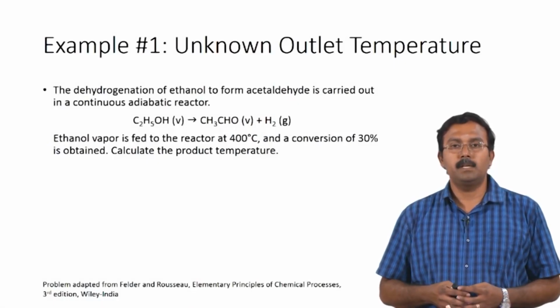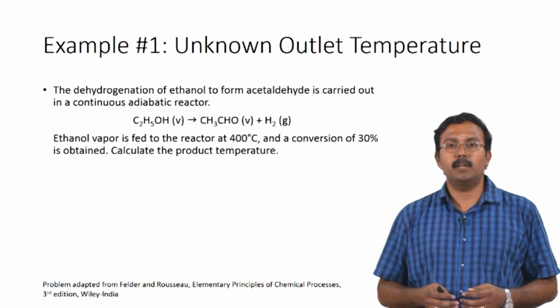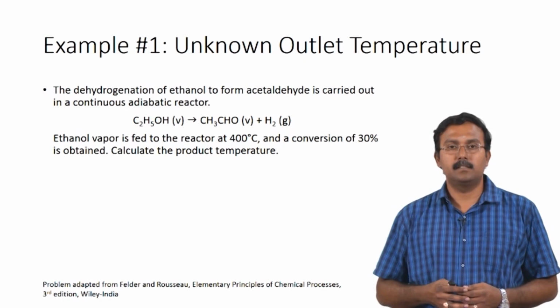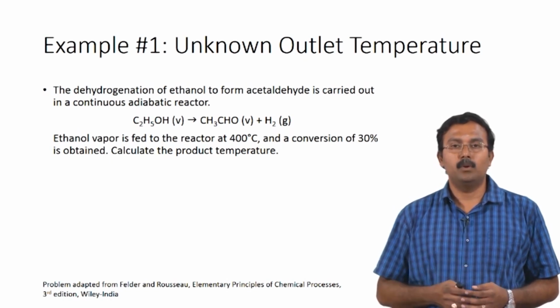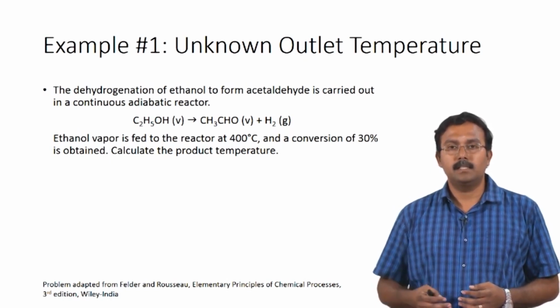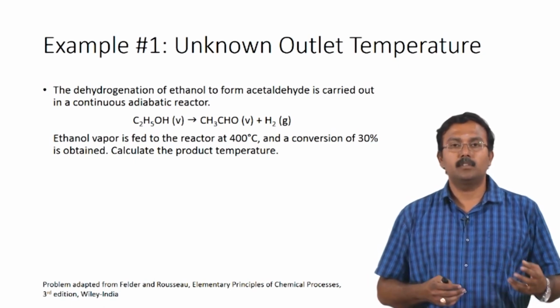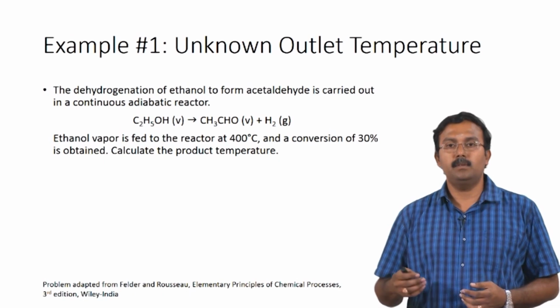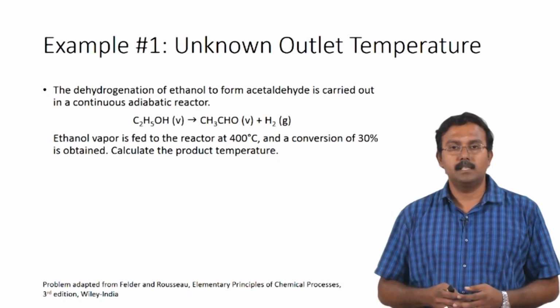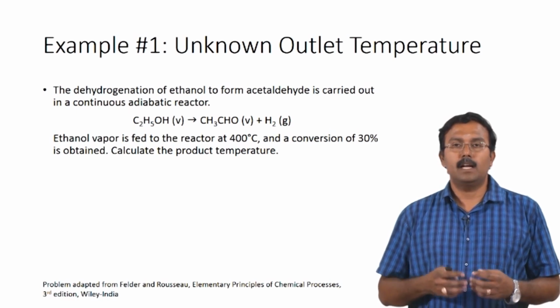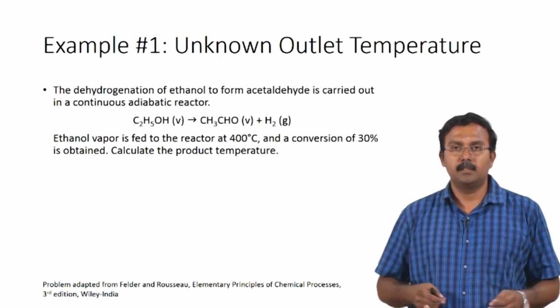So, the problem statement says that the dehydrogenation of ethanol to form acetaldehyde is carried out in a continuous adiabatic reactor. So, you have 1 mole of ethanol forming acetaldehyde and hydrogen. So, all of these are in gas phase. Ethanol vapor is fed to the reactor at 400 degrees Celsius and the conversion is given as 30%. So, you are asked to calculate the product temperature.